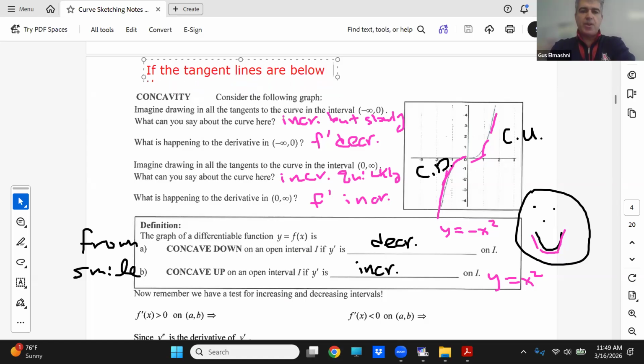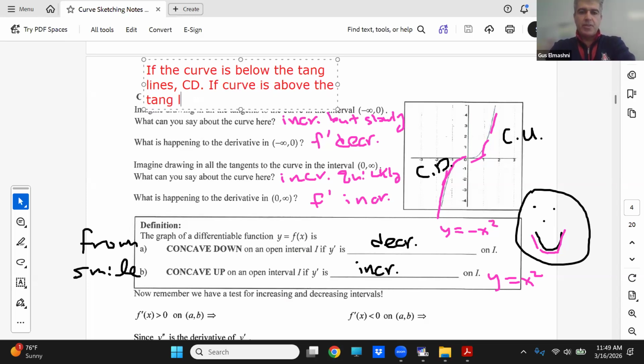Sorry. That was terrible. If the curve is below the tangent lines, concave down. If the curve is above the tangent lines, concave up. My apologies. That was terrible.